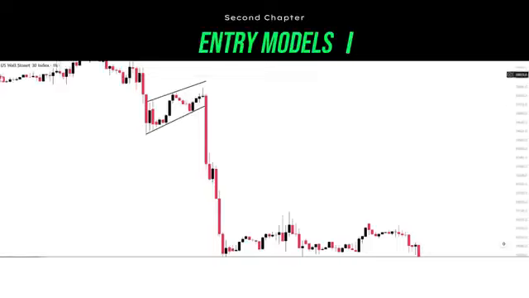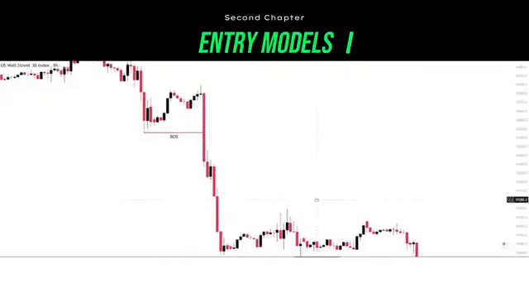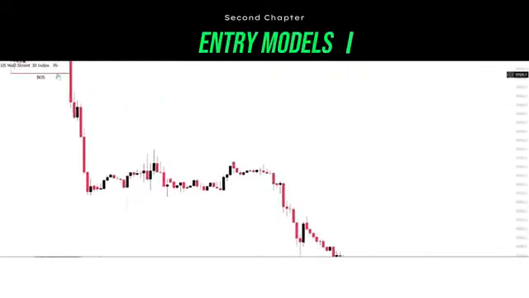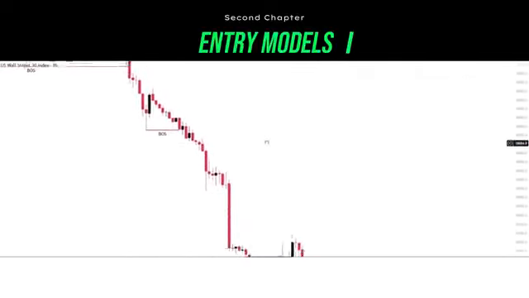The downtrend is easily identified by the bearish breaks of structure. We got one right here, then another break of structure, and one more.